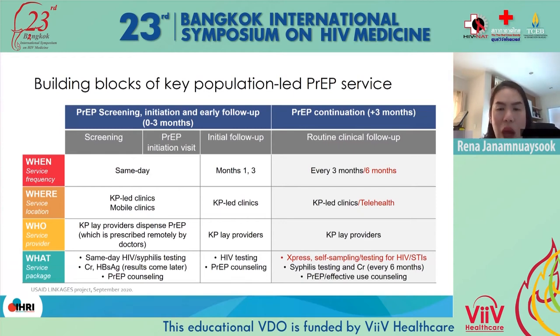And normally the clients will come to the KP-led clinic to get PrEP, but right now we have introduced telehealth by posting the PrEP drug through postal delivery or Grab bike delivery in order to ensure that our clients continue to get PrEP. And in terms of service package, we have introduced express services in order to have the client spend very minimal time at the clinic and avoid contact with the staff, and also including the self-sampling collection for gonorrhea and chlamydia as well.